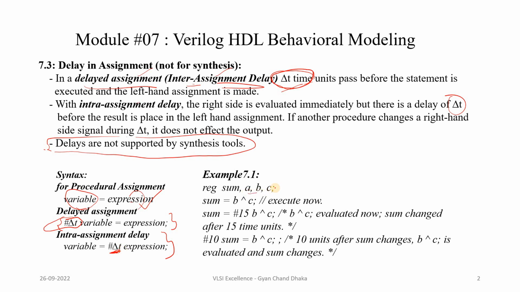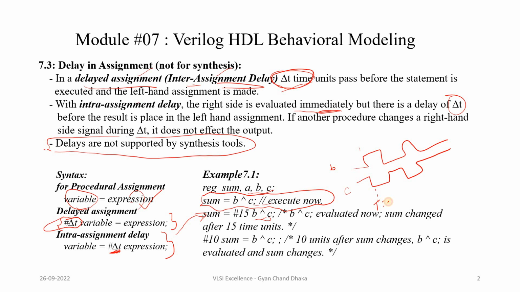So we have three variables a, b and c, and our sum is b XOR c. So there is no delay mentioned in this expression. So this expression will get executed without any kind of delay. But in our next statement, what is mentioned is sum equal to #15 b XOR c. So this is nothing but an intra-assignment delay. So what intra-assignment delay tells is the right side is evaluated immediately, so the b and c. So for example, this is b and this is our c signal. And if you say this is our time instance t equal to 0, and let's assume that this is t equal to 15.